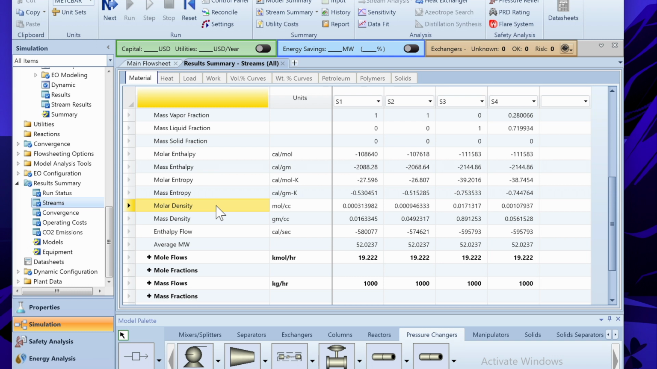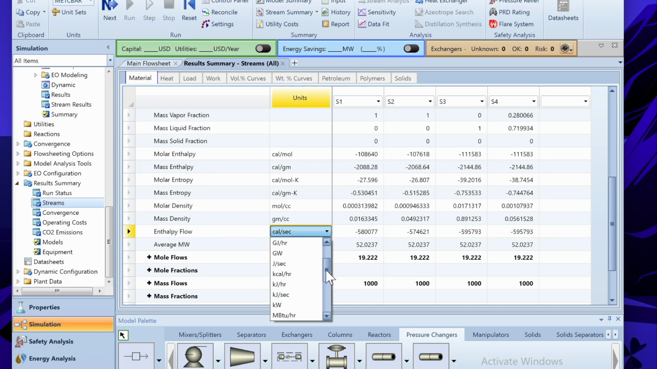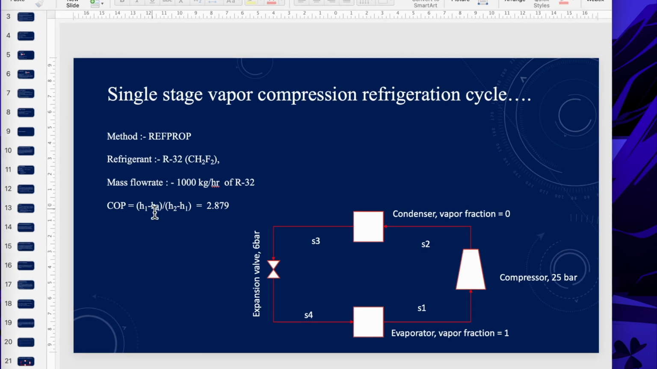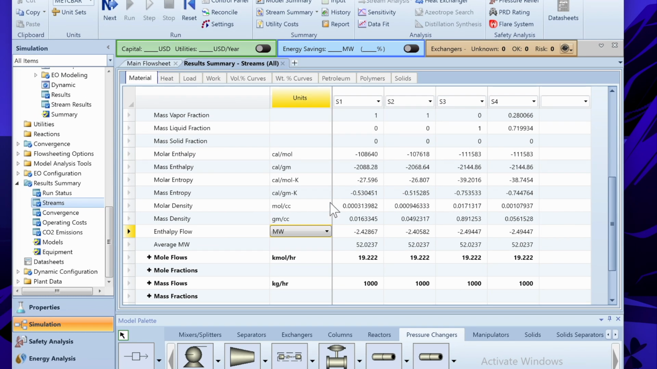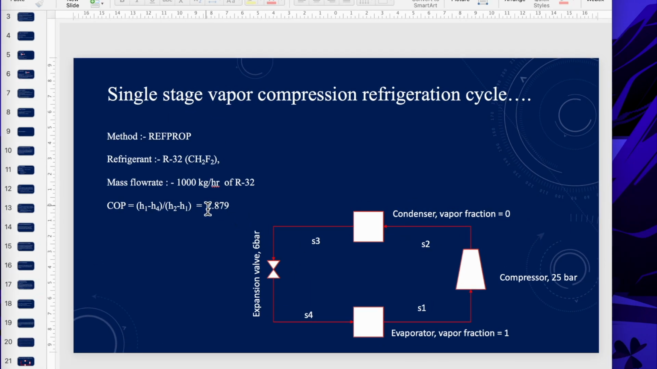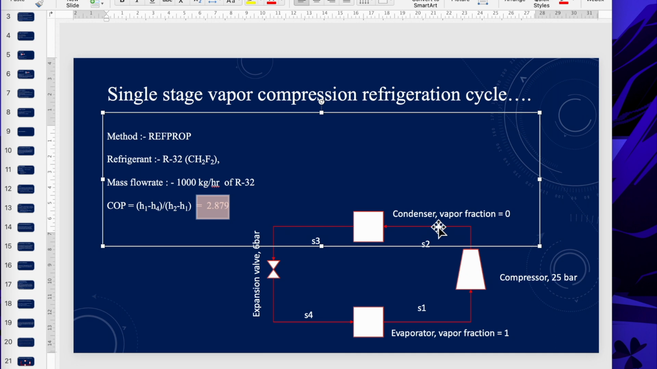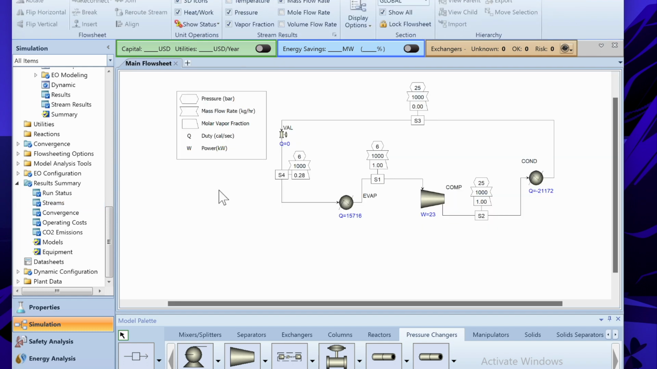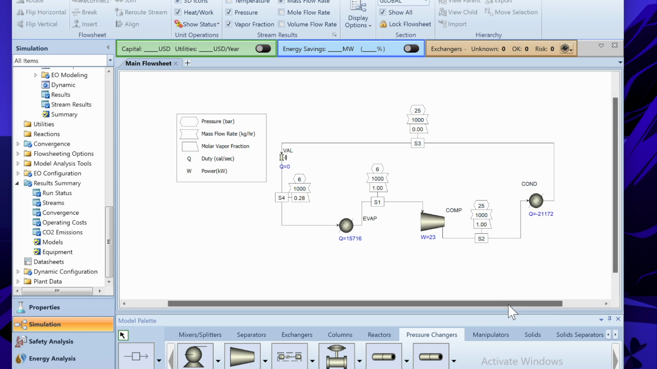Now you can find the COP by using this enthalpy flow. We will convert it into megawatts, which will be easier. The formula is H1 minus H4 upon H2 minus H1. This is the enthalpy of the H1 stream, the enthalpy of the H4 stream, and then the enthalpy of H2 minus the enthalpy of H1. We will get it from here, and if we calculate this, we get a COP of 2.879. So this is how you do the VCRC in Aspen Plus.